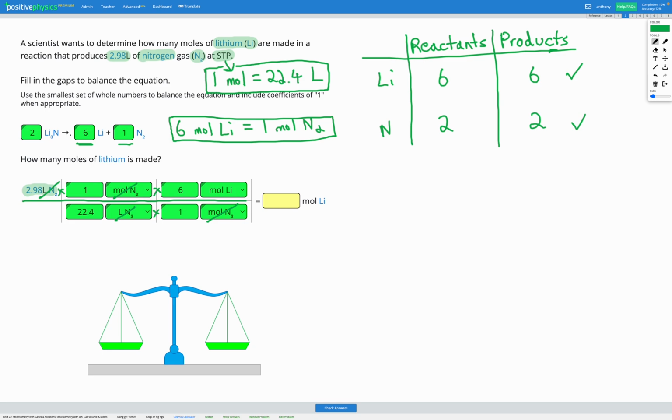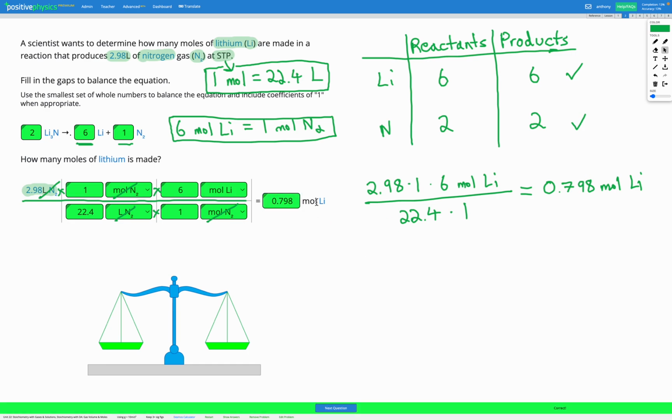which is what we're trying to find. So we end up with 2.98 multiplied by 1 multiplied by 6 moles of lithium divided by 22.4 multiplied by 1. So if we put that all into our calculator, we're going to get 0.798 moles of lithium. So we can fill that in our answer box over here. Awesome. So you'll notice this question works exactly like all the other stoichiometry problems we've done. The only difference is we're now also using our moles to liters of gas conversion as one of our steps.